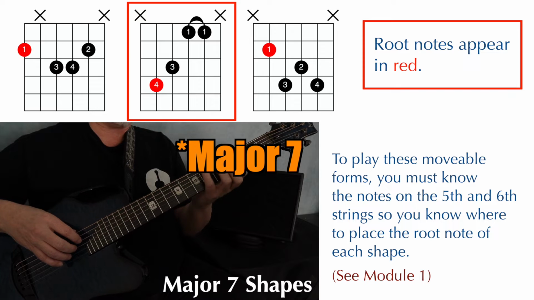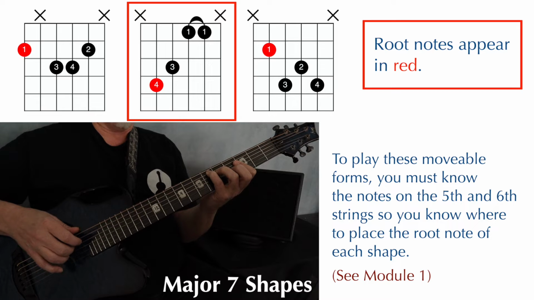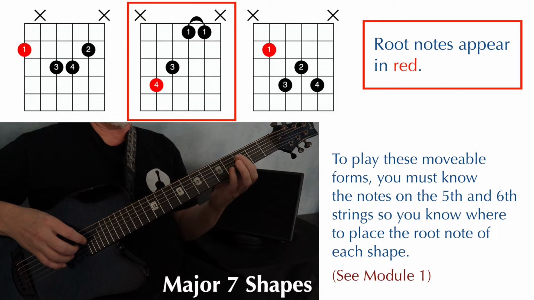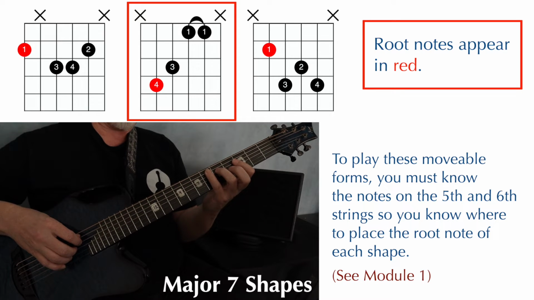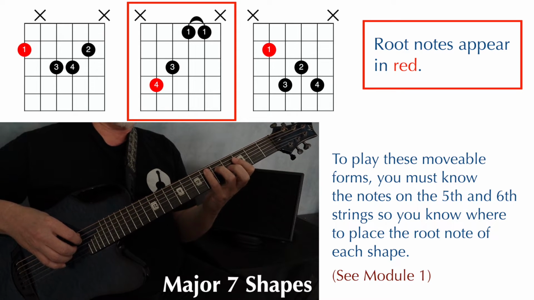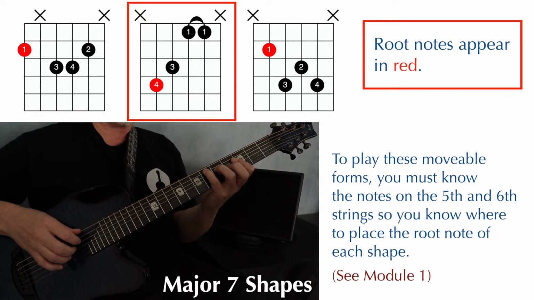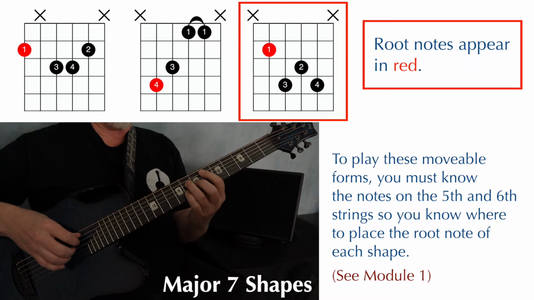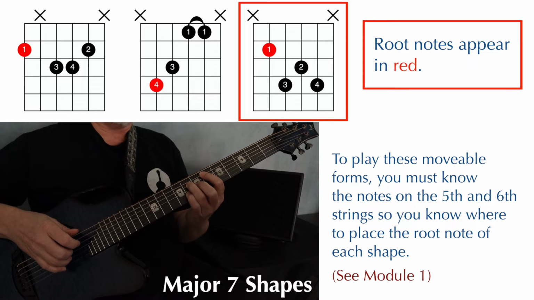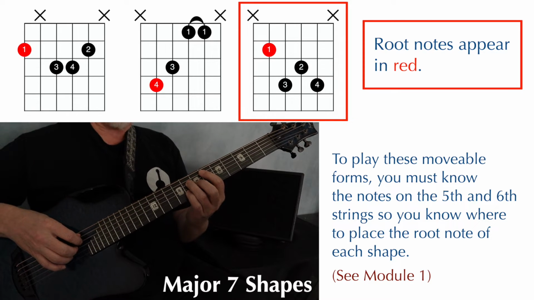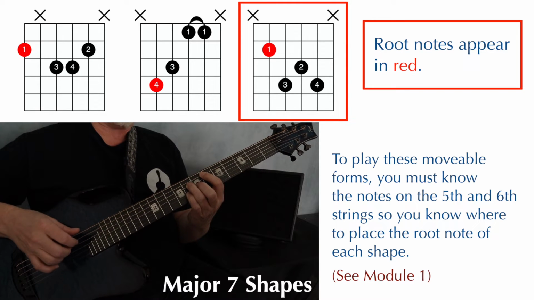This is a major shape you can play with the root on the 5th string. This is fingered 4, 3, 1, 1. So you're going to be barring strings 2 and 3 with your first finger. This is an E flat major 7 that I'm playing because I'm placing the root of this shape on the E flat on the 5th string, 6th fret. Here's another major 7 shape you can play with the root on the 5th string. This is fingered 1, 3, 2, 4. This also is an E flat major 7 because my root note here is on the E flat.